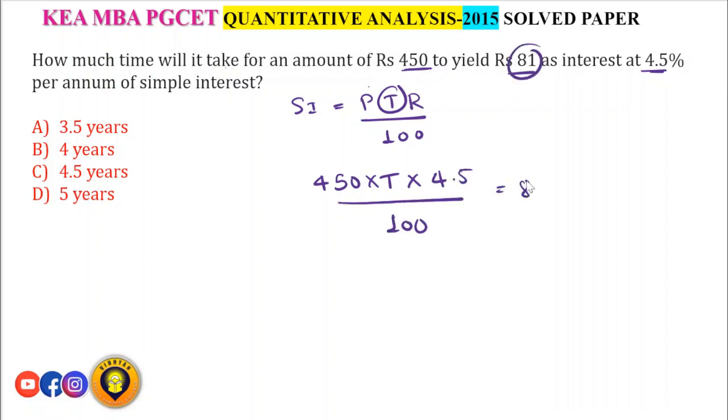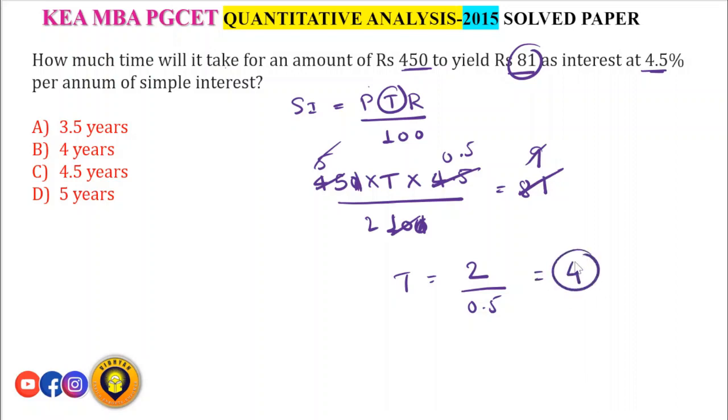Okay, so the 0s will get cancelled, then 9 5s are 45, 9 9s are 81, 9 1s are 9. 5 times 0.5 times T. Then 5 1s are 5, 5 2s are 10. So T is equal to 2 divided by 0.5. 2 divided by 0.5 is how much? 4. That is 2 by 1 by 2, so 2 into 2 is 4. Time taken here is 4 years.